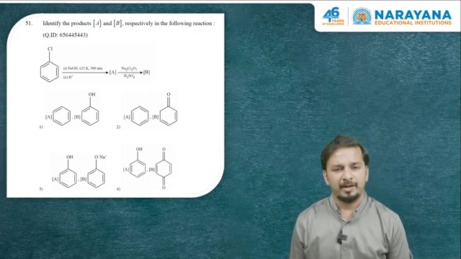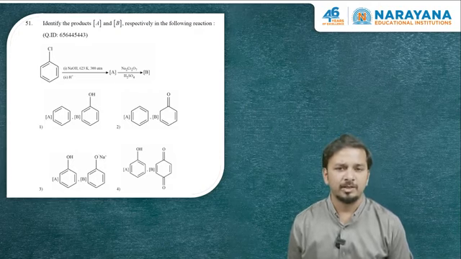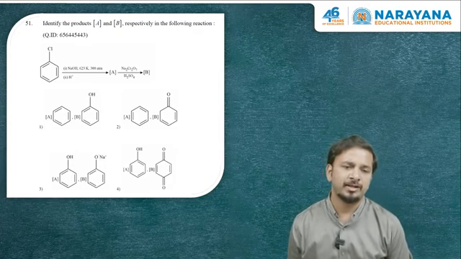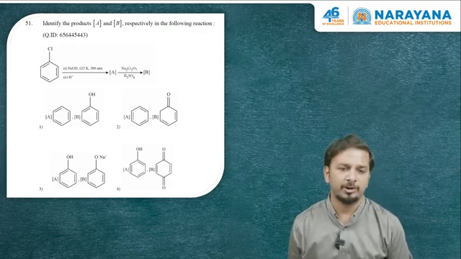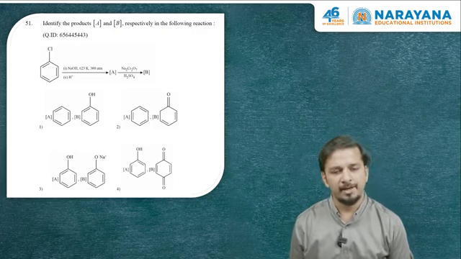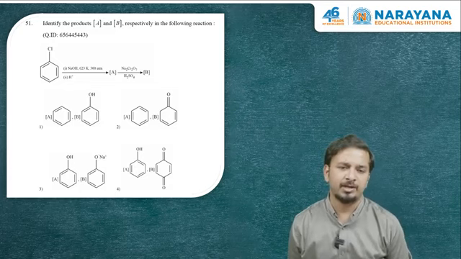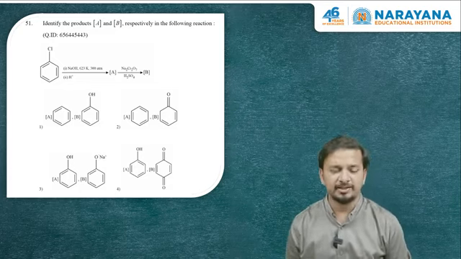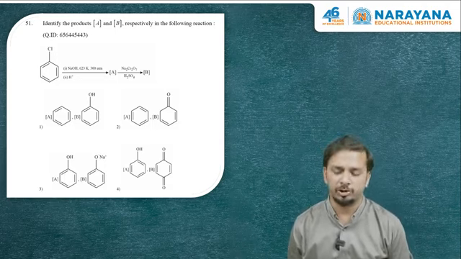Question number 51. Identify the products A and B respectively in the following reaction. They have given chlorobenzene. First, it is treated with NaOH at 623 Kelvin and 380 pressure, and then H plus to give A. And A is treated with Na2Cr2O7 and H2SO4 to give B. So first one is aromatic nucleophilic substitution reaction.